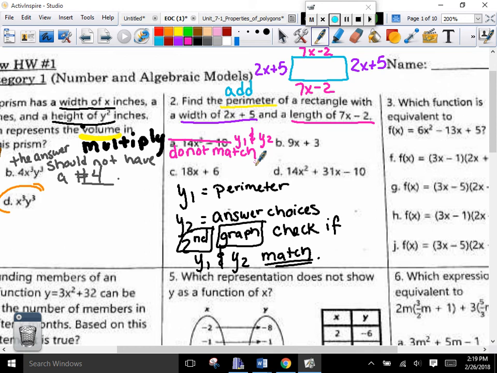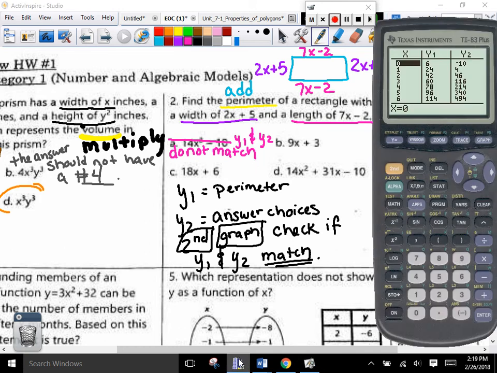So now I am going to go back to my calculator. I'm going to go back to y. The problem doesn't change. The problem is still the same. The only thing that's going to change is my answer choice. So I'm going to delete y2. And I am going to try another answer choice, which is going to be letter B. So I'm going to put 9x plus 3. And I am going to repeat the process. Second button, graph. And I am going to check to see if my y1 and y2 match.